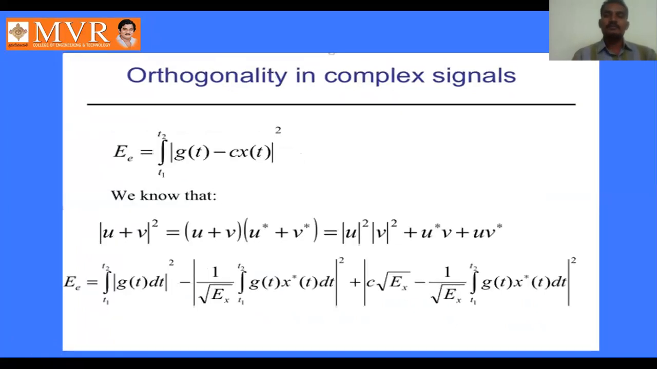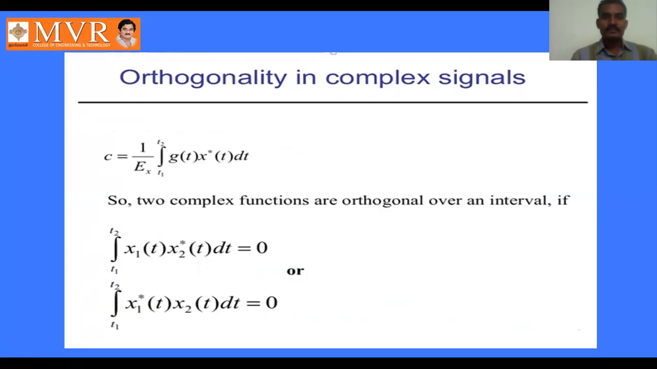Here also we'll discuss the same concept of orthogonality of signals, but here these are the complex signals: x of t, x star of t; similarly x1 of t, x1 star of t; and x2 of t, x2 star of t. So the necessary and sufficient condition for orthogonality of complex signals is integral t1 to t2 of x1 of t into x2 star of t dt is equal to 0, or integral t1 to t2 of x1 star of t into x2 of t dt is equal to 0.